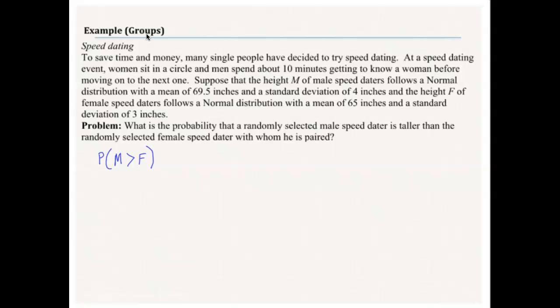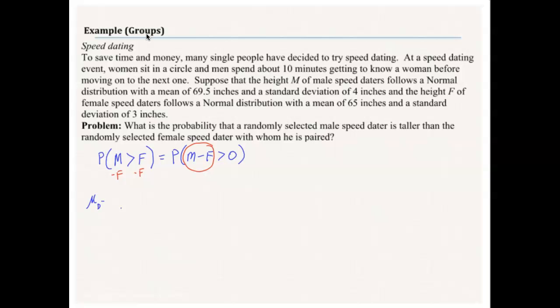So what I'm going to do is subtract the female speed dater's height from both sides. So really what I'm looking for is the difference, M minus F, and I'm looking for the probability that that's greater than 0. And that's where you see the combination. To combine these, we're subtracting, so it's the difference.